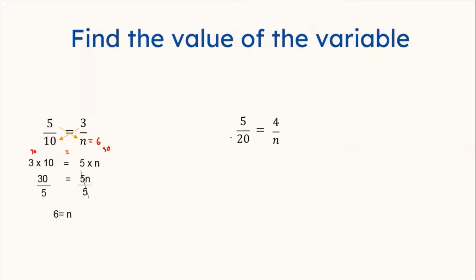We can also apply that one in our example number 2 here. So we can do the cross multiply. 5 times n, 4 times 20. We have 4 times 20 is 80, 5 times n is 5n. So let us divide them by 5 so that we can cancel 5 and n will be left. So 80 divided by 5, the answer here is 16. Which means to say the value of n here is 16.